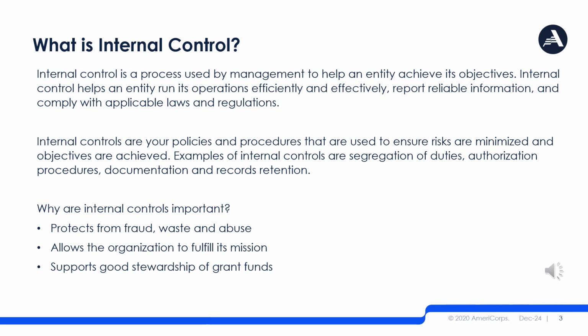Internal control is a process used by management to help an entity achieve its objectives. Internal control helps an entity run its operations efficiently and effectively, report reliable information, and comply with applicable laws and regulations. More simply put, internal controls are your policies and procedures that are used to ensure risks are minimized and objectives are achieved. Examples of internal controls include segregation of duties, authorization procedures, and documentation and records retention.